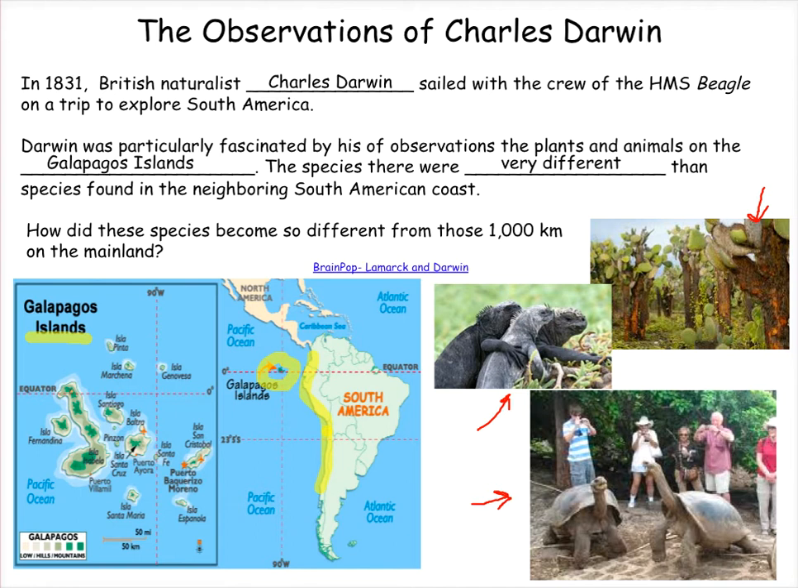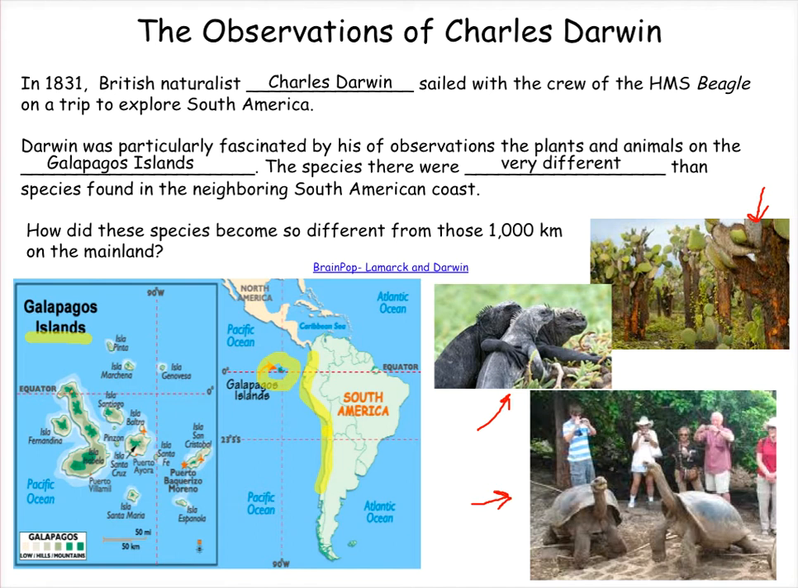For example, it's easiest to see with the picture of the tortoises that they're very large and that their structure is very different than what you would typically expect in a mainland tortoise. The cacti as well, although it's harder to tell from this picture, are very tall, even taller than a person. And so all of the species that Darwin observed on these islands varied significantly from their counterparts, the same kind of species on the mainland.